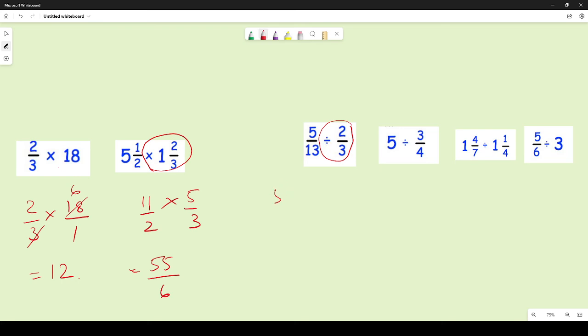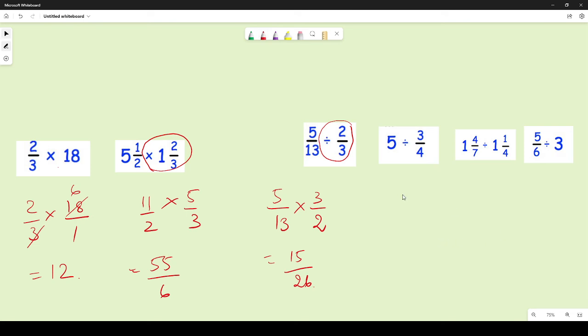So what you do is, for division, you simply get the reciprocal of the fraction and you give the sign as multiplied. So you change the sign to multiplication and you reverse this. You change the numerator to the denominator and the denominator to the numerator. And now you can solve it. This becomes 15 by 26.